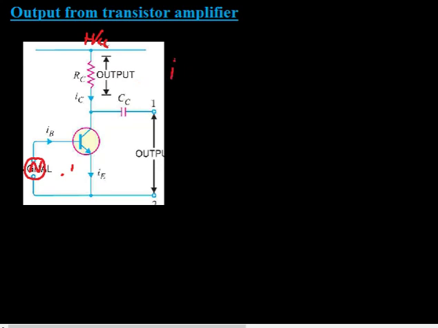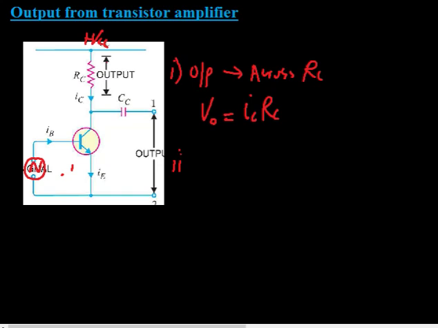The first way is to take output across RC. So the voltage across RC, let's call it the output voltage V0, is given by IC into RC. So just by connecting a collector resistance RC and taking the voltage across RC, as shown in this diagram, you will get the transistor amplifier output.